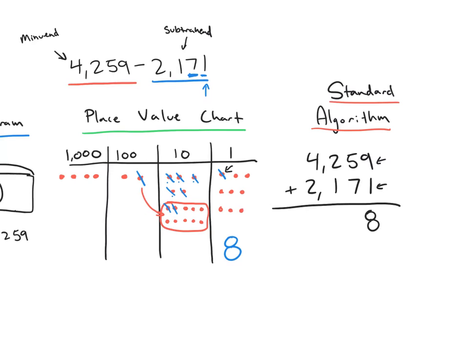And once I've done that, I can count to see how many I have left. And I have 8 left, just like my ones place. Now this process on the standard algorithm looks a little bit different, but the fundamental concept is the same.